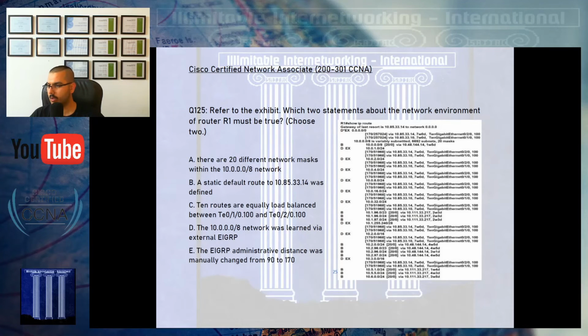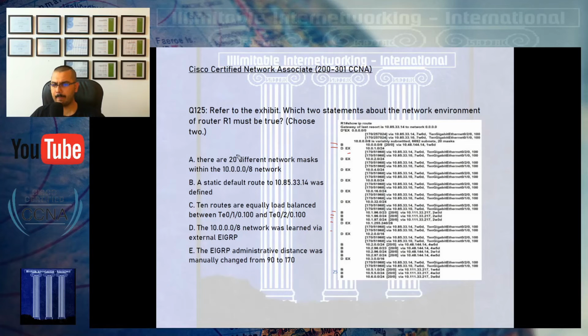Yes, finally. 125 says refer to the exhibit, and the exhibit is a ton of routing entries in a big routing table that has B, which is BGP, D EX, which is external EIGRP, more BGP, more D EX, all the way to protocols that you have no idea about in CCNA. Which 2 statements about the network environment of this router 1 must be true?